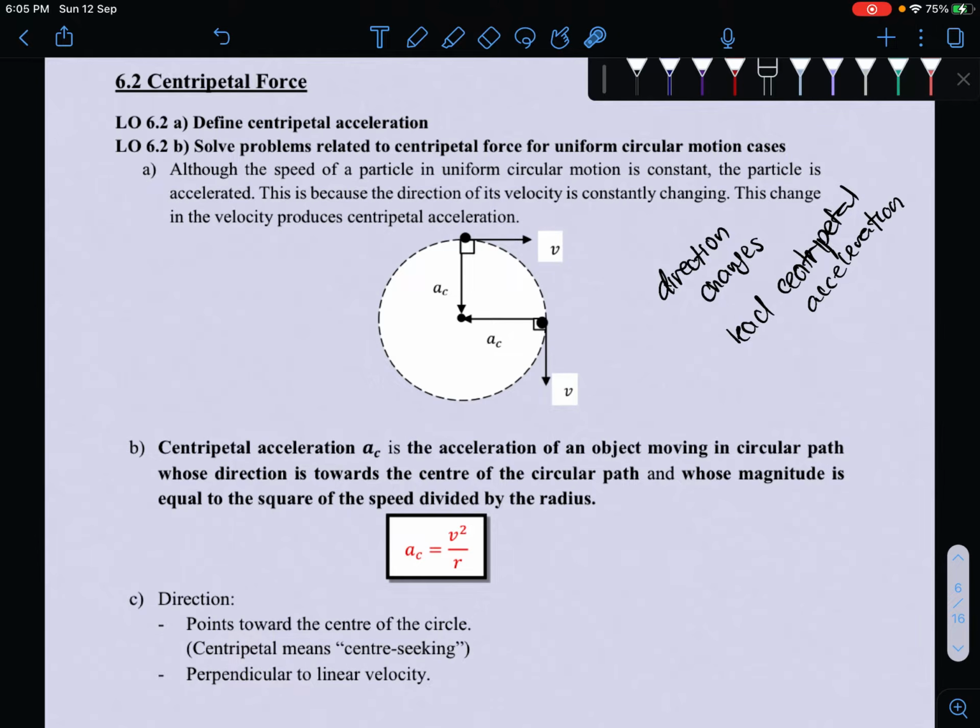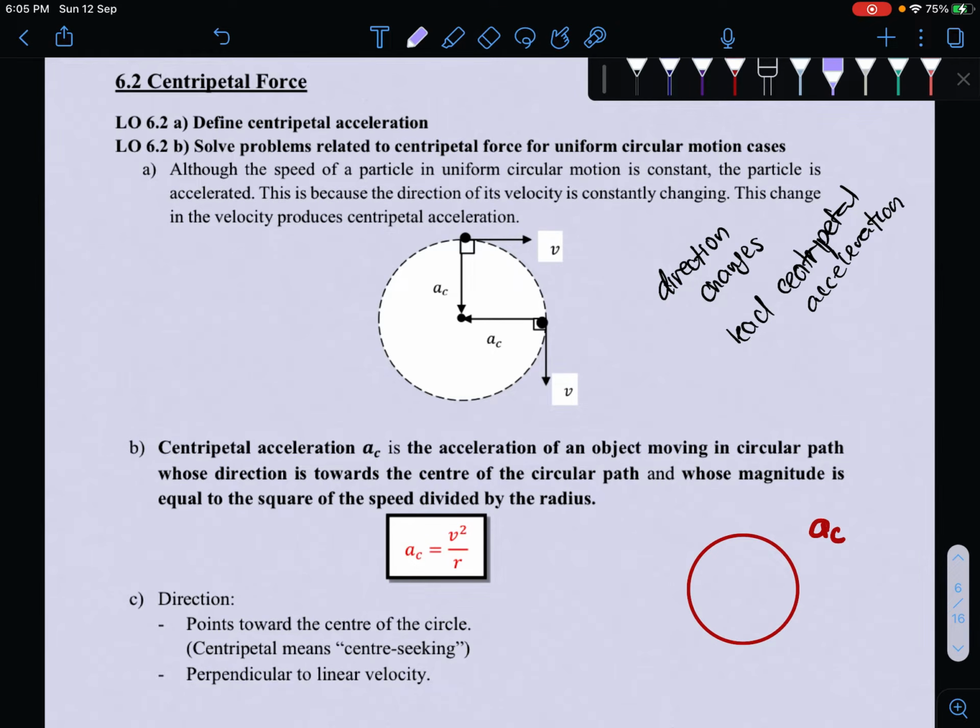So the first part that we have to understand is that a_c here is the acceleration of an object moving in a circular path. So any object that is moving in a circular path will have centripetal acceleration. Any object that causes a circular motion will definitely have an a_c.